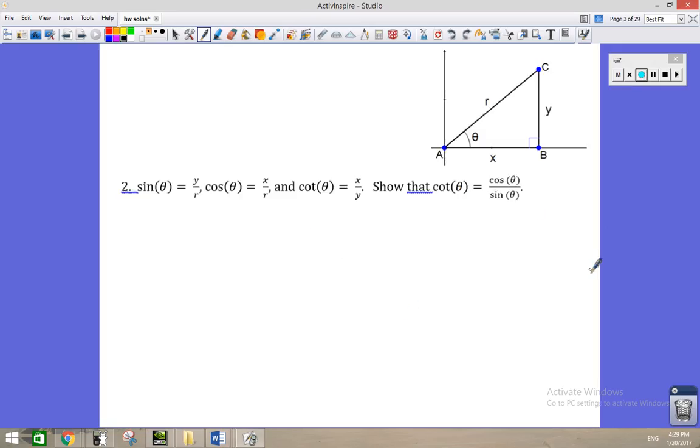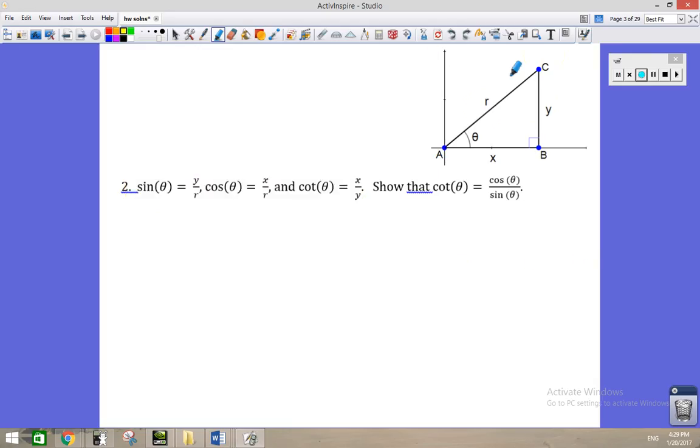Okay. We want to show that the cotangent of theta is equal to cosine of theta divided by sine of theta. That is one of the quotient identities. There's three of them. In class, we derived one of them, so here we're deriving another one. And over here, this is just reminding us of some definitions that we're very likely going to use.